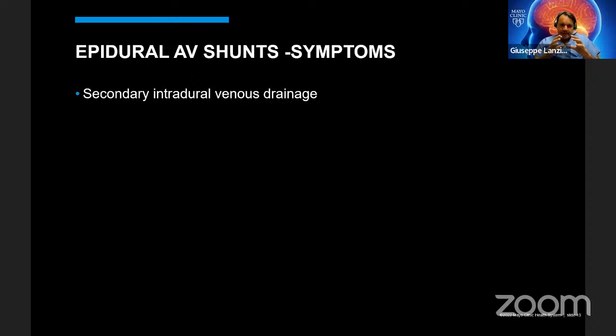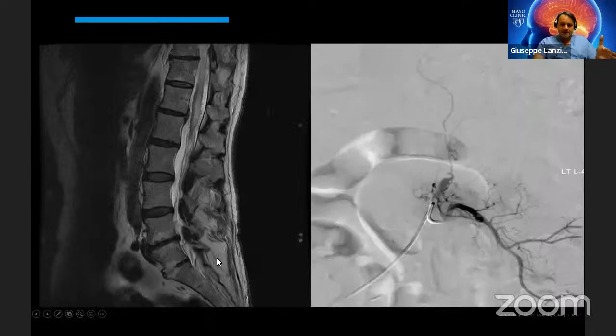When we look at the symptoms, again we have two types of fistula from a clinical point of view. There is one type where the symptoms are related to the secondary intradural venous drainage. And therefore, in this case, symptoms are not that much different from the more common type 1 dural AV fistula. And this is a classical example. You can see that on MRI, the typical radiological finding is T2 changes, which almost unequivocally extend down to the conus, and the presence of flow voids that may or may not be as prominent as in this case.